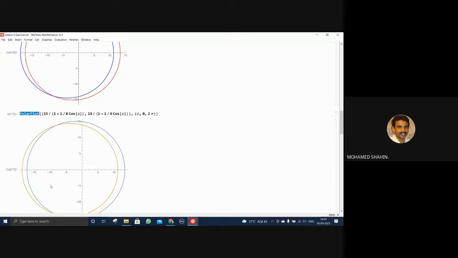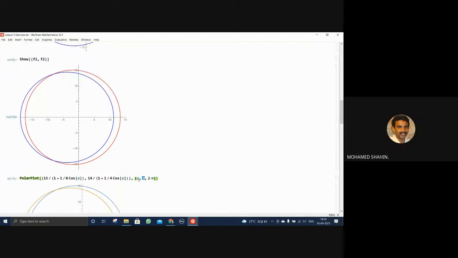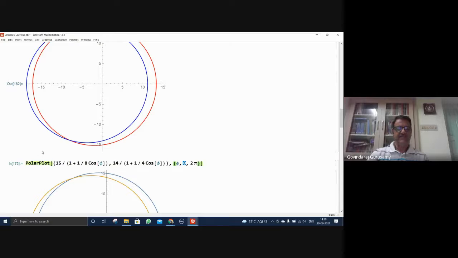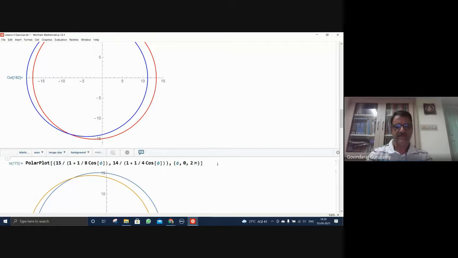Sir, instead of theta, it must be 0 to 2 pi. Where is it? Phi is equal to 0 to 2 pi. That is 0. Ah, okay. Here I am seeing like theta. No. There is a difference between theta and phi. That also you can note down here.